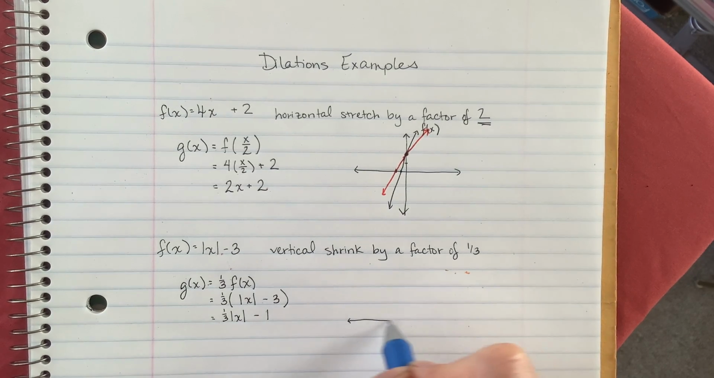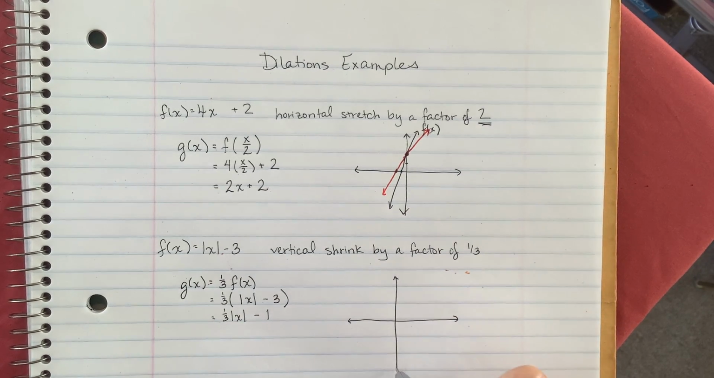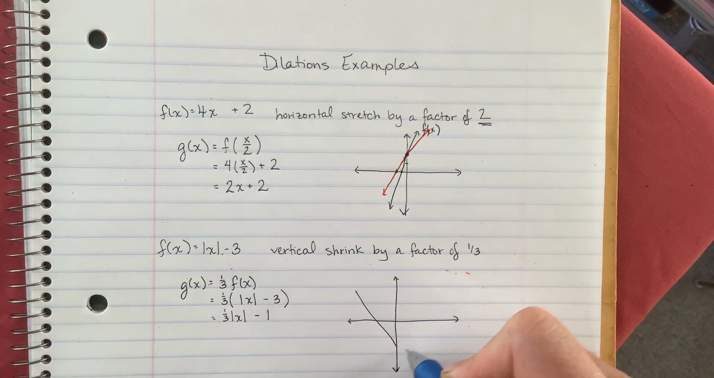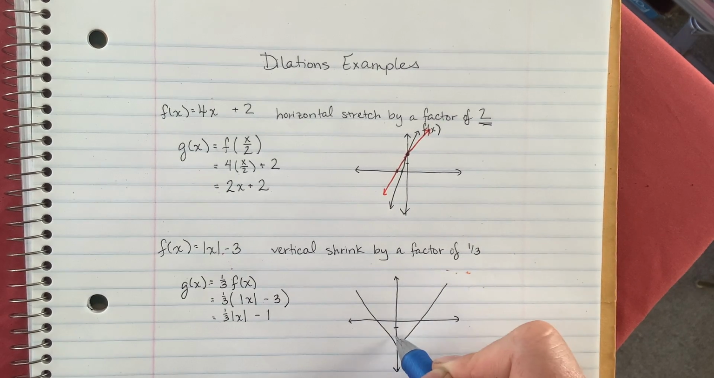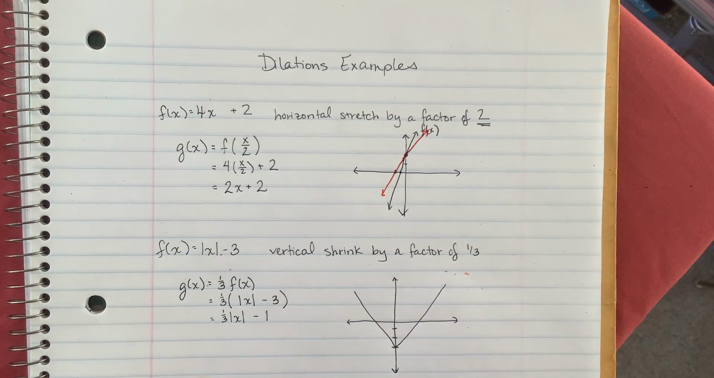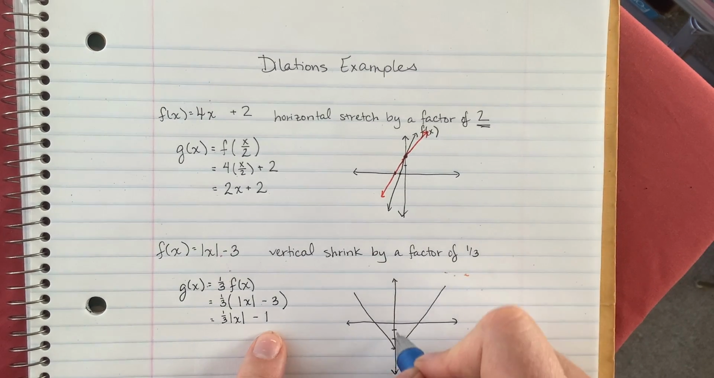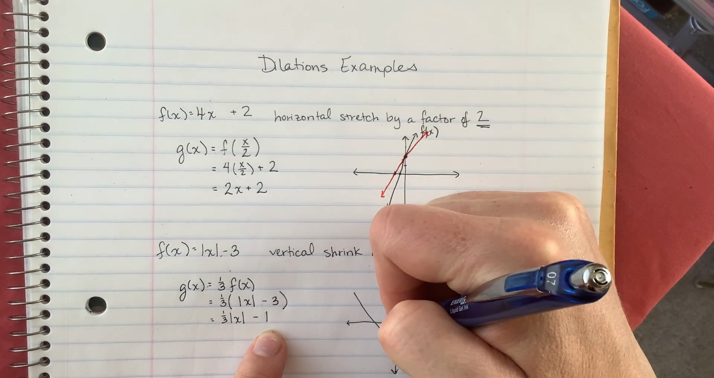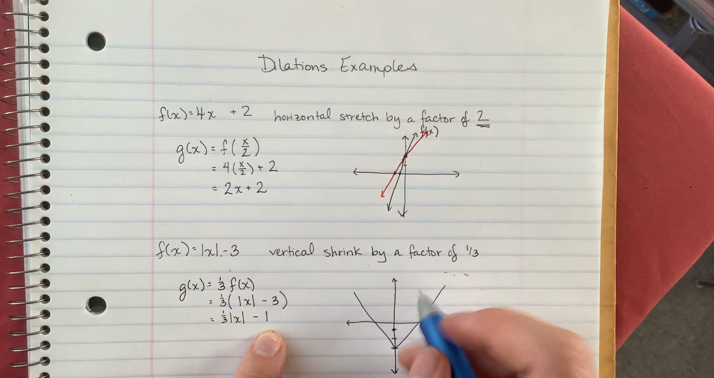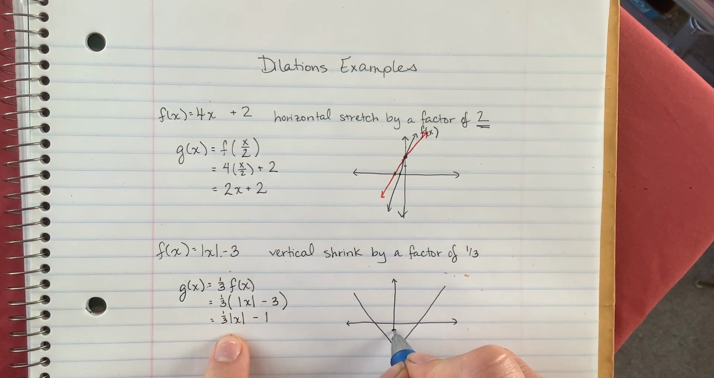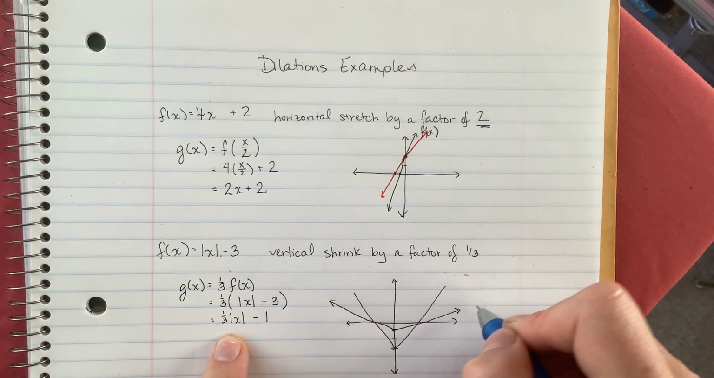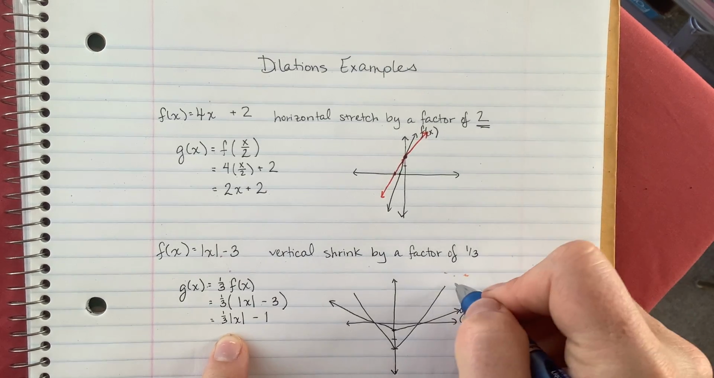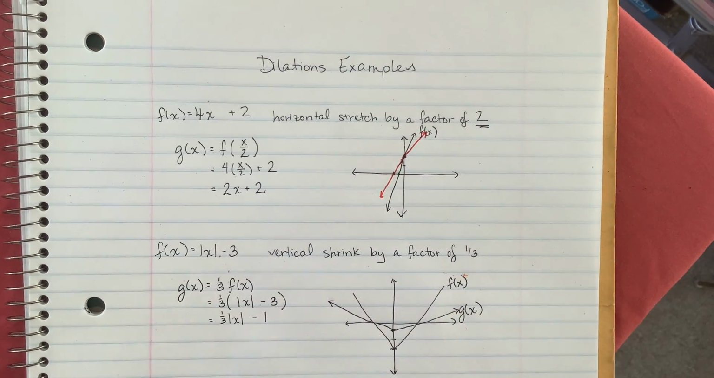What this one would look like is our original function. It's the absolute value of x minus 3. So we have 1, 2, 3. And then the new function would be, each y value is getting multiplied by 1/3. And so we're going to end up having it look much shorter. And so g of x is shorter, like squished into the x-axis.